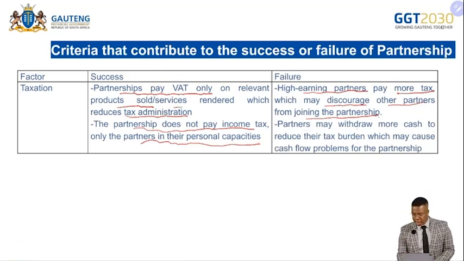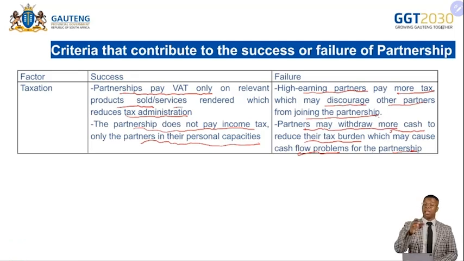And then partners may withdraw more cash to reduce their tax burden, which may cause cash flow problems for the partnership. Meaning when we're talking about the issue of partners withdrawing, we are saying partners might take the capital they have contributed so that they reduce the tax they have to pay in their personal capacity. Because remember, in a partnership, the agreement most of the time is that when a partner has contributed more capital, when it comes to sharing profits, they would share a higher rate of profit. So that higher rate will also implicate the tax that is to be paid by that particular partner.